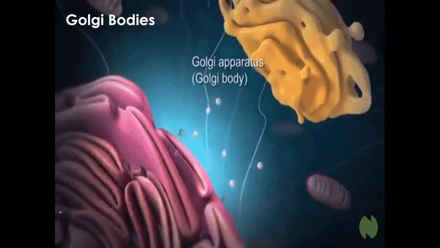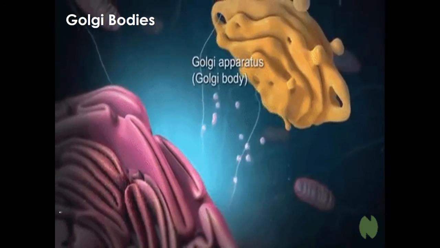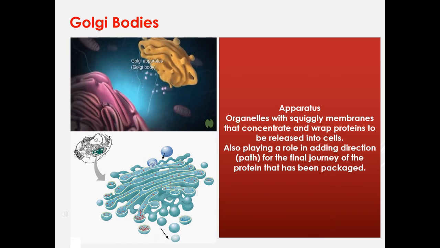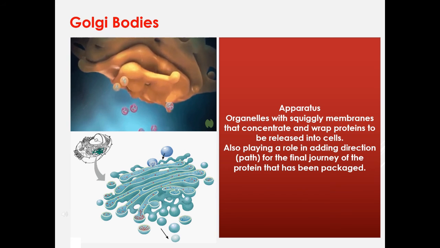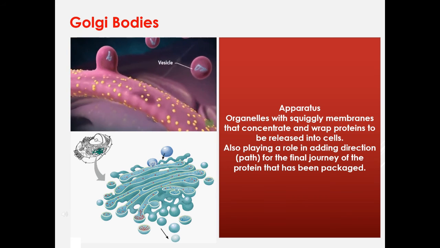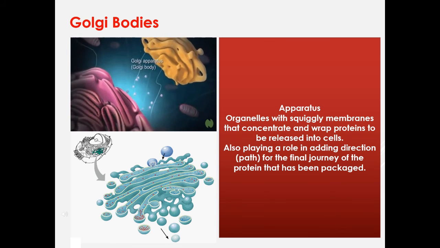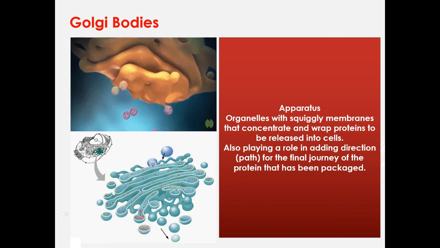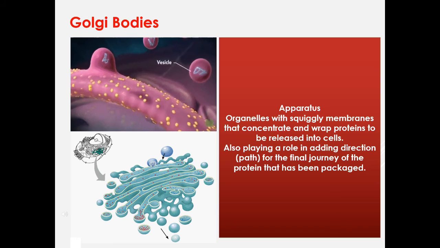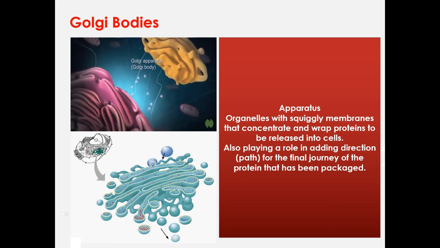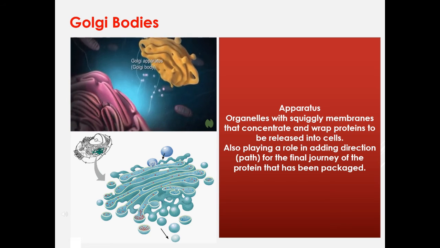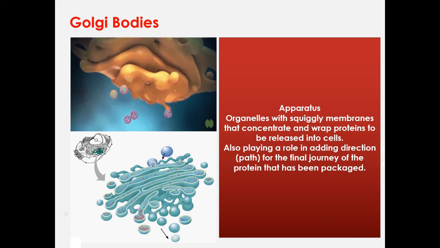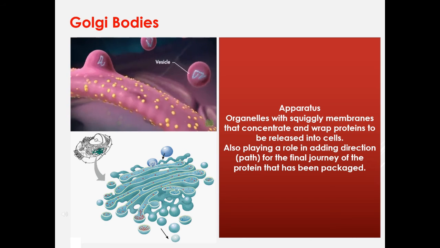The next part is Golgi bodies. Golgi bodies are apparatus organelles with squiggly membranes that concentrate and wrap proteins to be released from cells. They also play a role in aiding direction or path for the final journey of the protein that has been packaged.